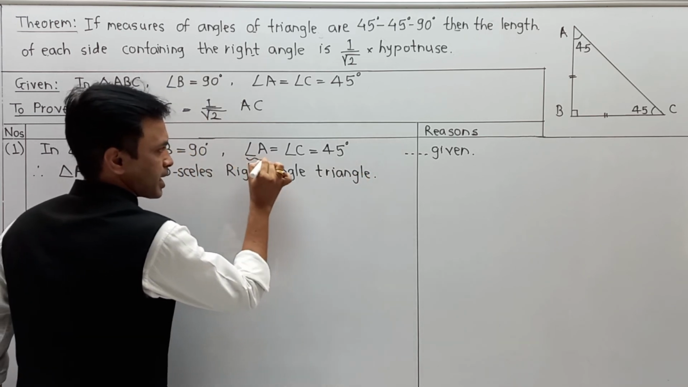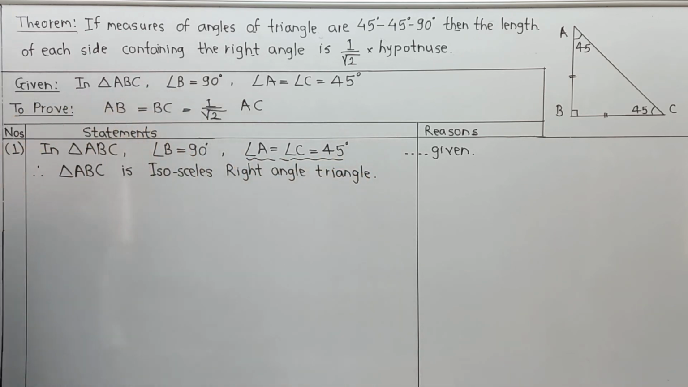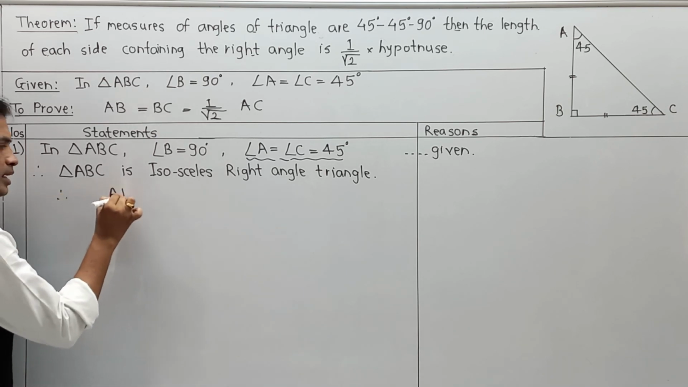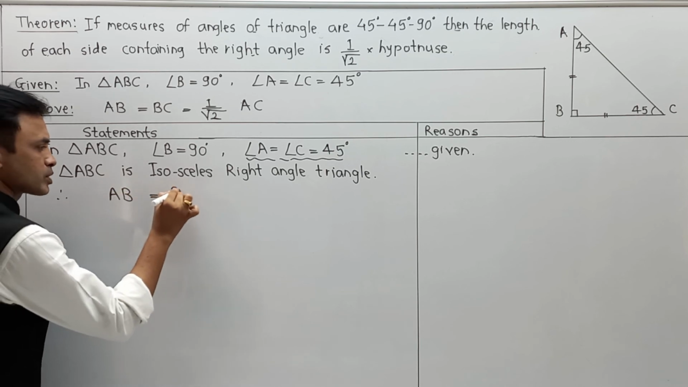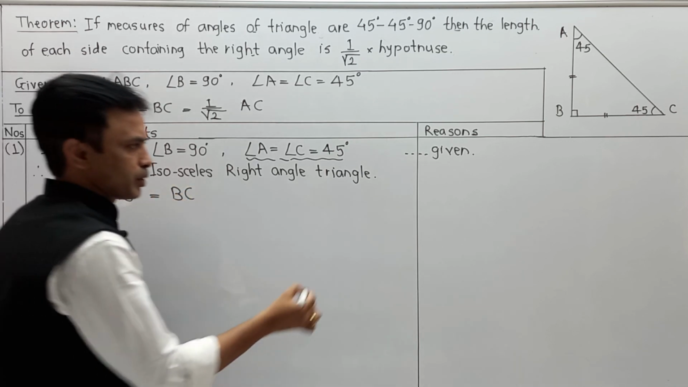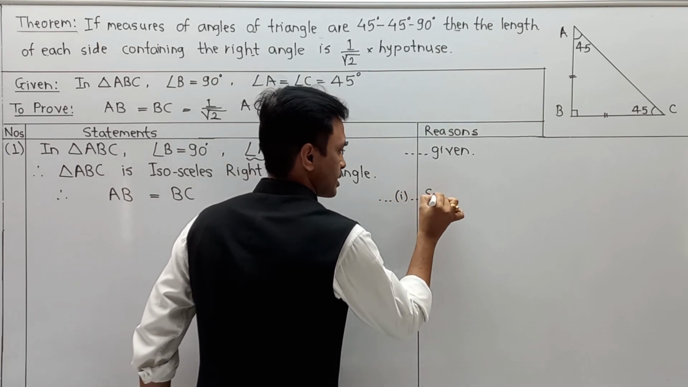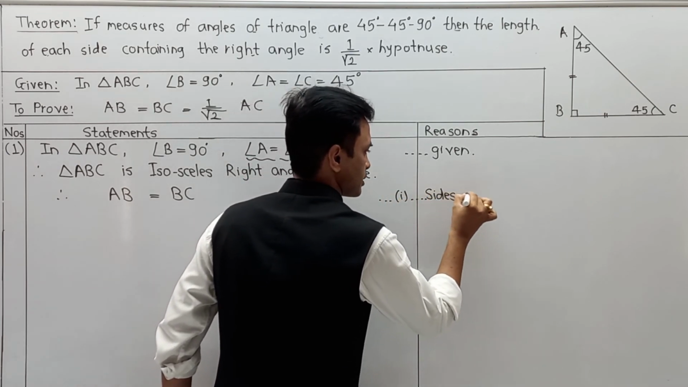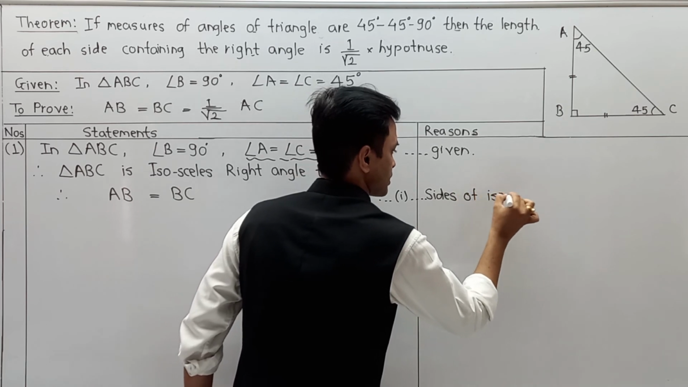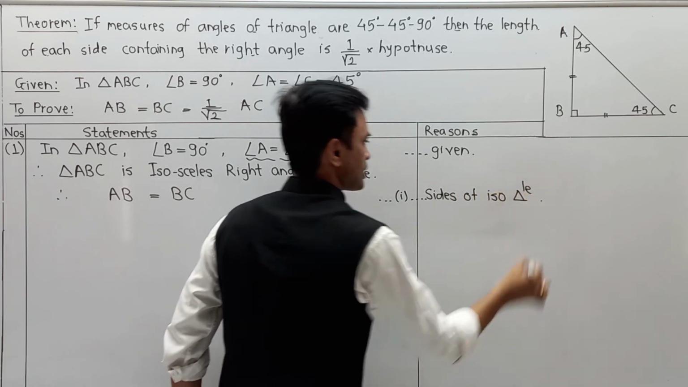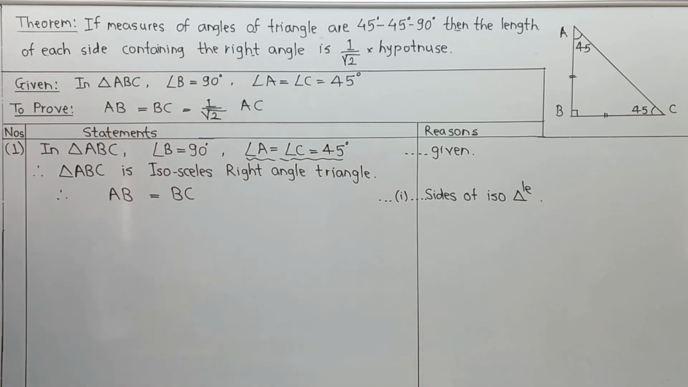And as angle A and angle C are both equal, 45 degree, means opposite to angle A and opposite to angle C, you can say side AB is equal to side BC. I am going to give it as equation 1, and the reason: sides of an isosceles triangle.